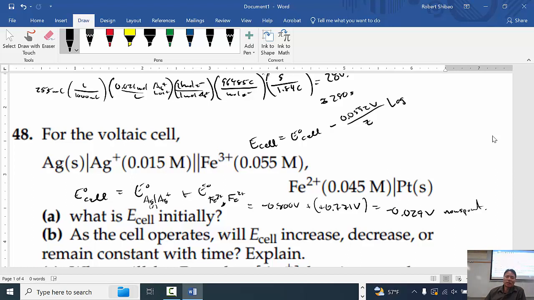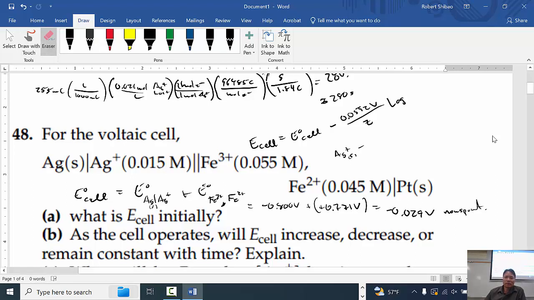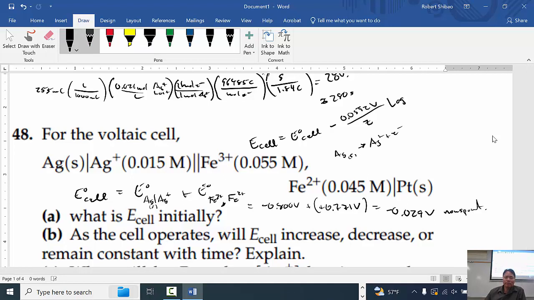And so we need the net reaction here. And so the anode half reaction is silver solid goes to silver ions plus an electron. And then the cathode half reaction is iron 3 plus an electron goes to iron 2. So it's one electron. So this is simple, 1 to 1. Silver plus iron 3 goes to silver ion plus iron 2. This reaction is non-spontaneous because we're going from weaker oxidizer and reducer to stronger oxidizer and reducer.